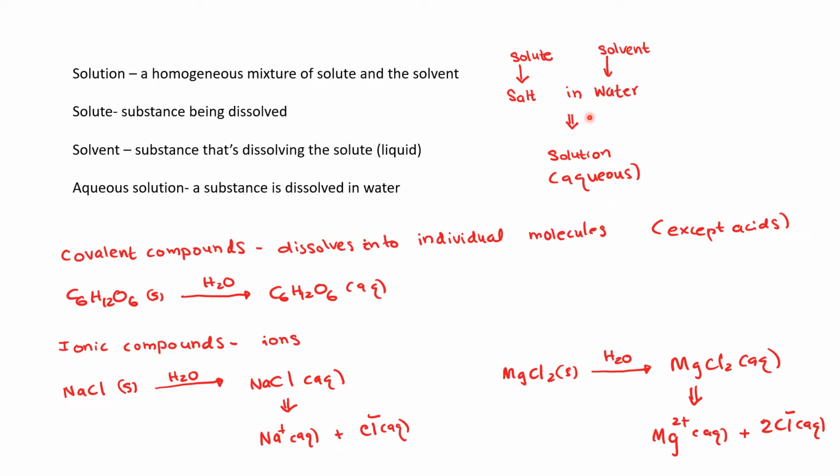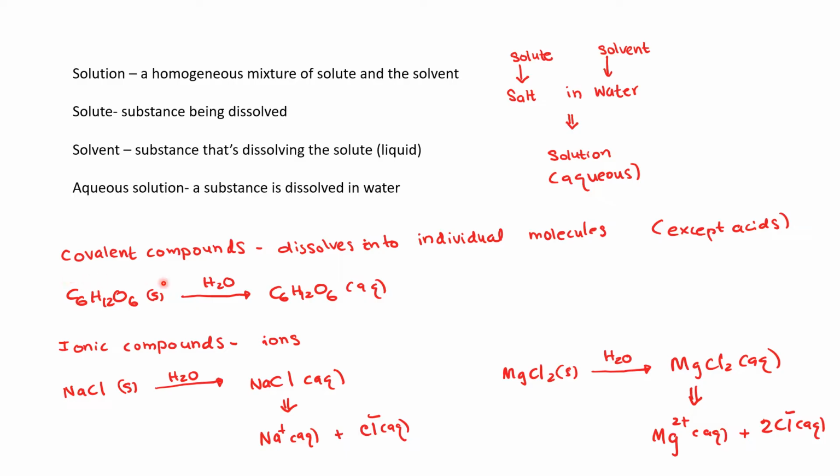So as an example, let's say that you are going to dissolve some salt in water. Salt is your solute and water is your solvent. So you are making a solution of sodium chloride. We call it an aqueous solution because the solvent is water.